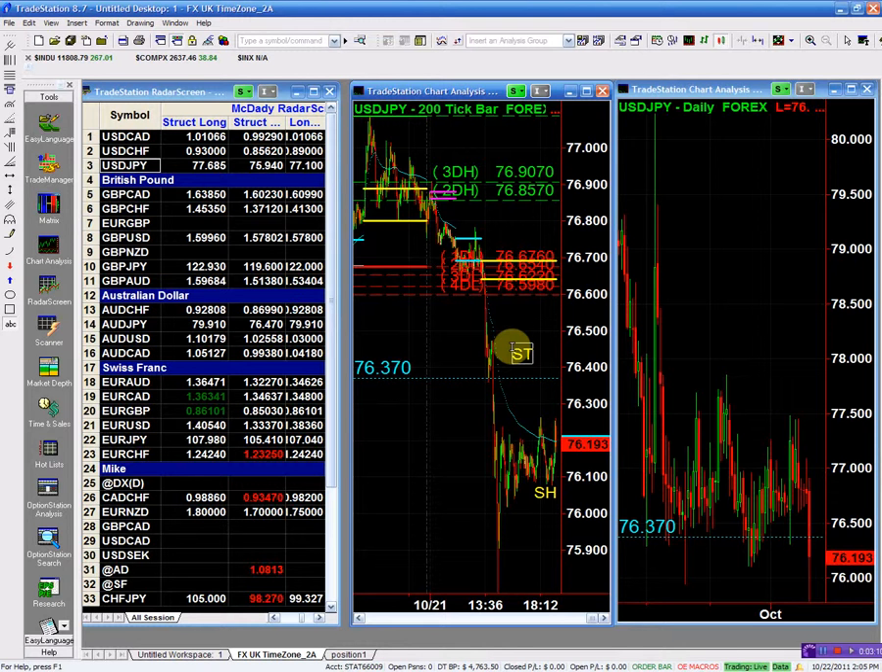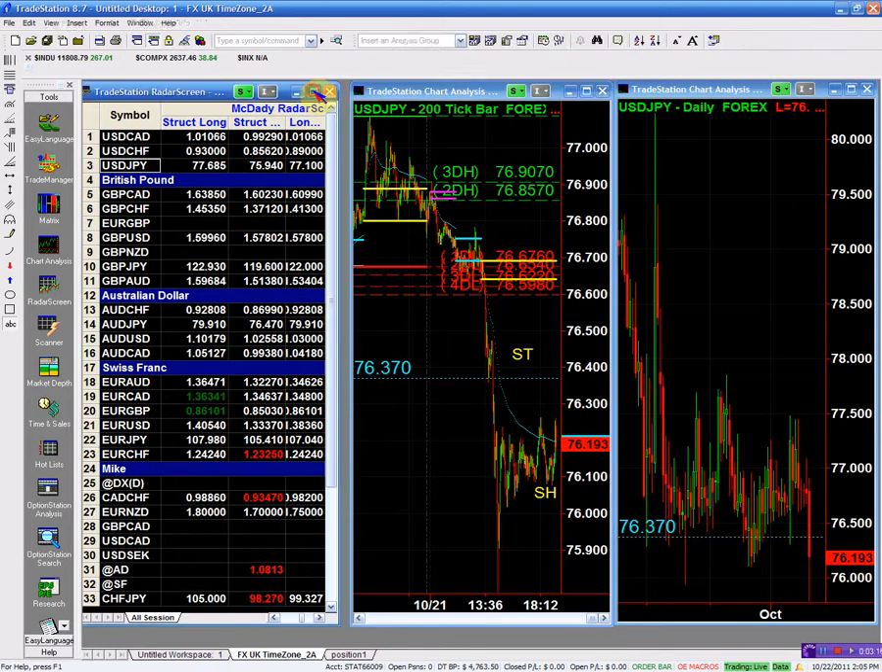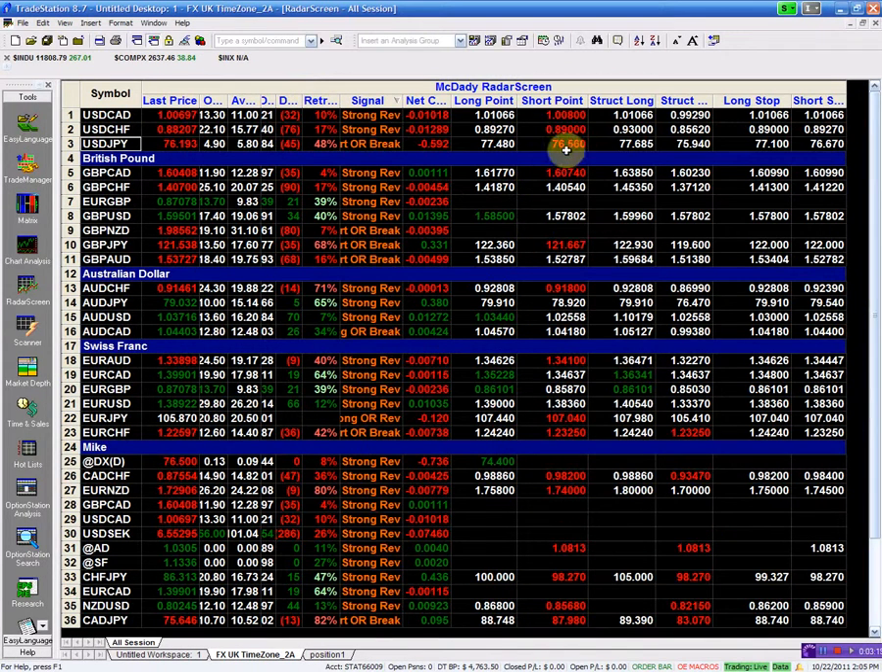Okay, so that's a short summary of how you can take the information that we're going to put on the radar screen and on our plan so that you can use it. On our radar screen, we try to identify 6 points: a long point, which means a buying point; a structure long, which means a trend change to the upside, which is a very strong buy; and we also pick our stop for our long position.